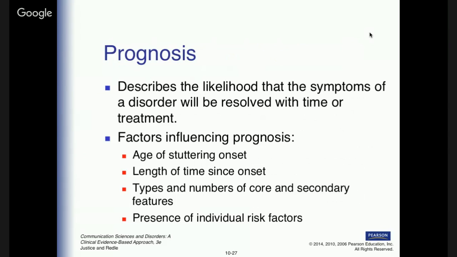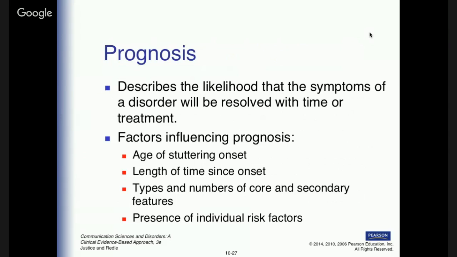Length of time since onset. Someone that just started to stutter, if we're talking about a 2 to 4-year-old, they have a 75% chance of recovery. Someone who's been stuttering for 3 years, you've got about a 5 or 10% chance of recovery at best, right? So how long it's been since onset is big. Types and numbers of core and secondary features, right? So if we've got secondary behaviors, if we've got escape and avoidance behaviors, that's going to be a big issue.